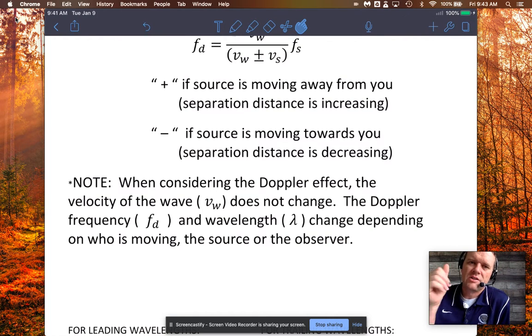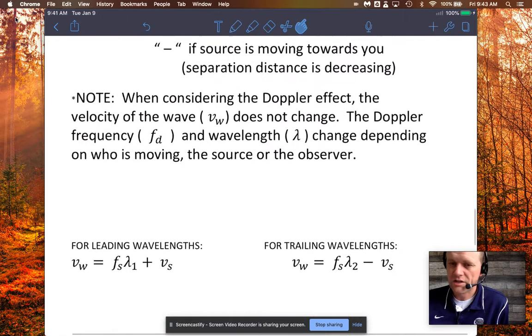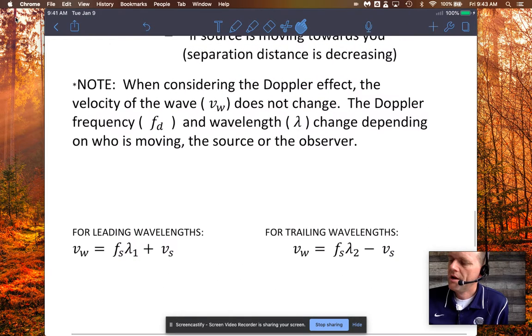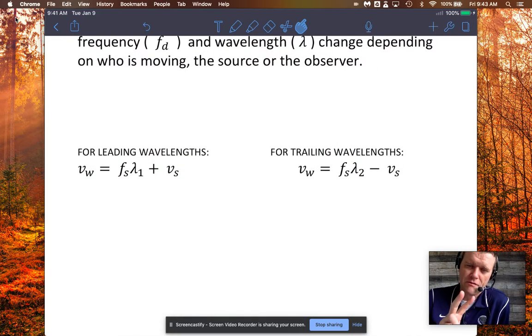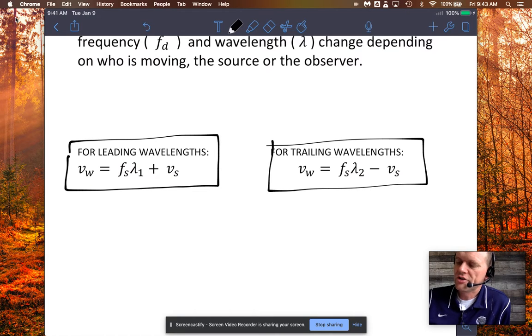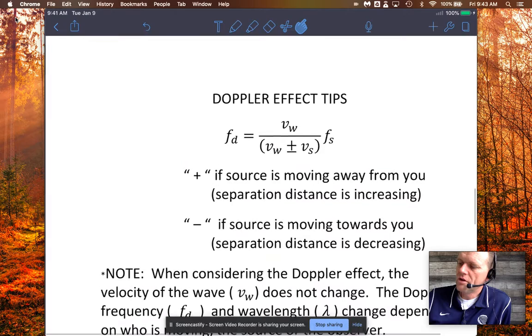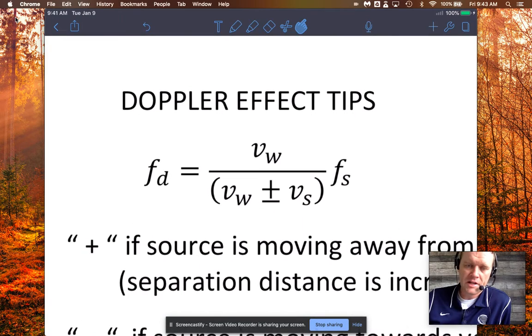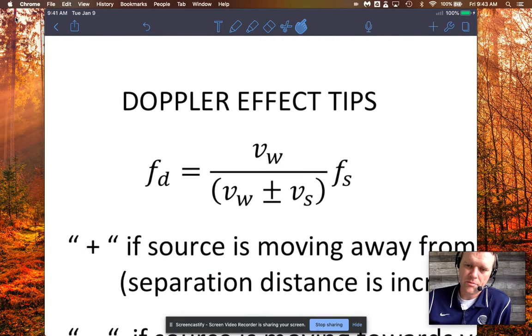What does change is the Doppler frequency for the observer, what the observer hears in their ear, and also the wavelength, depending on who's moving. But obviously in our cases, it's just the source that's going to move. Now, these are two extra formulas that are not on your sheet that I encourage you to add to your sheet while you're doing review, and you can definitely use them on the tests too. I want to show you where I got these from, because you'll notice in the Doppler effect formula, wavelength is not in there. There's no wavelengths directly in this formula.